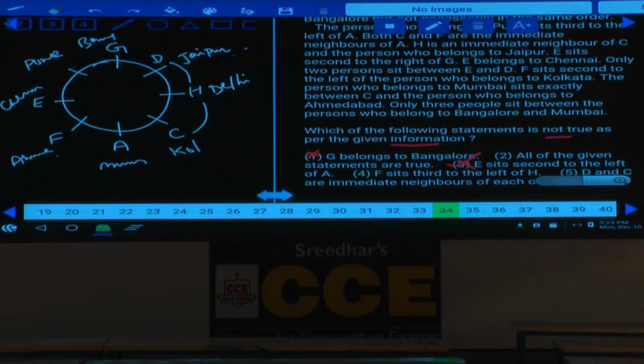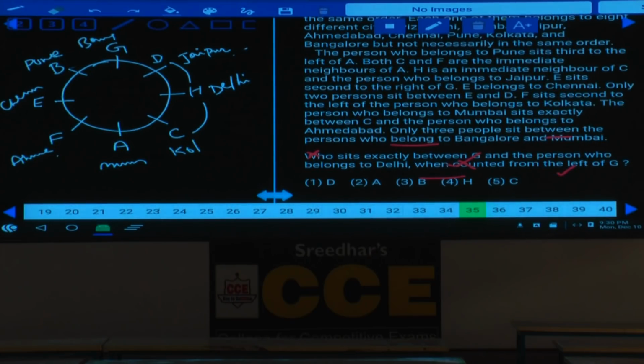And F sits third to the left of H. F is seated third to the left of H. Tell me who is the person left over here? B is the person left over. F sits third to the left of H. That is true or false? That is also true. And D and C are immediate neighbors. D and C, they are not immediate neighbors. Then what is your answer here? Choice 5 is the answer.